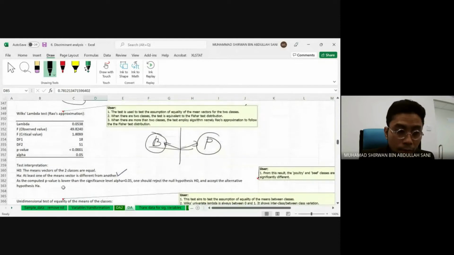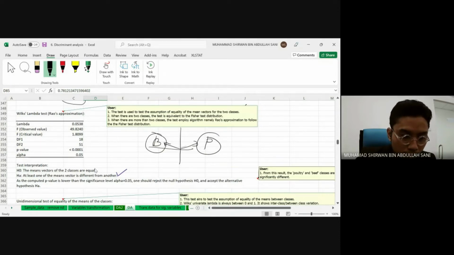And then before we make a decision, is it equal direction, equal mean vectors? Go to the null hypothesis, which is the mean vectors of the two classes are equal. But the alternative is that it's not equal, it's different. So as the computed p-value is lower than the significance level 0.05, the calculated one is 0.001, we shall reject the null hypothesis.